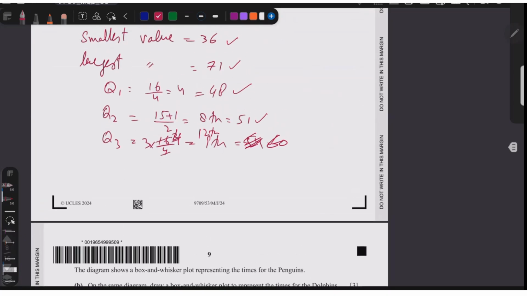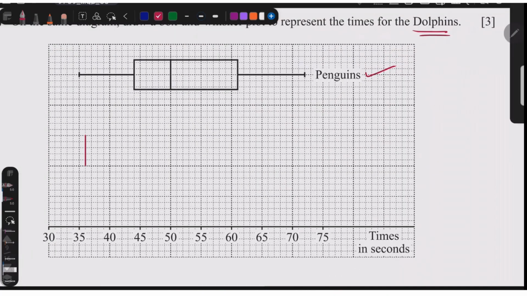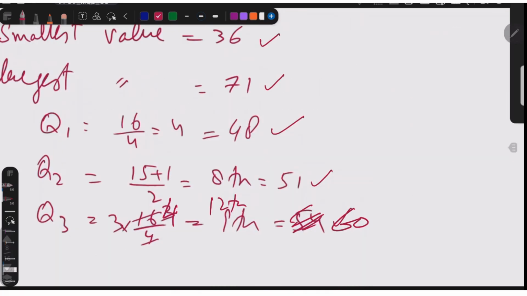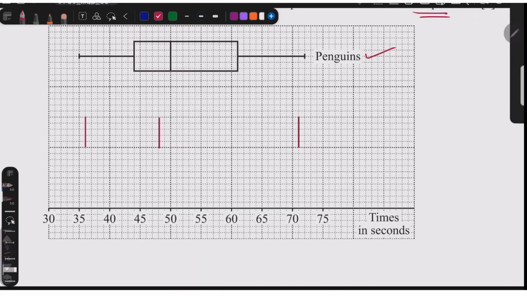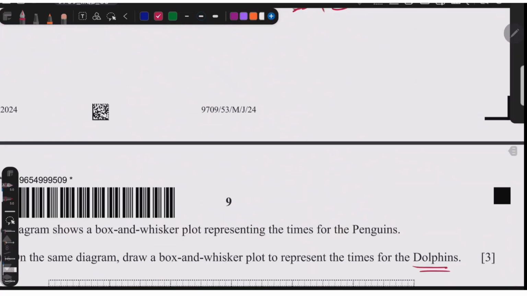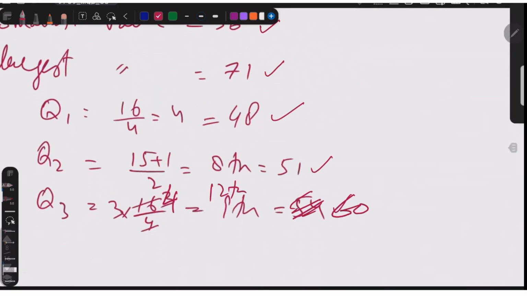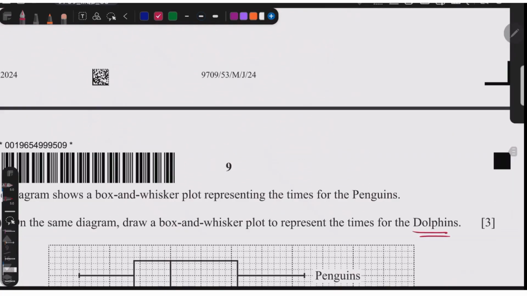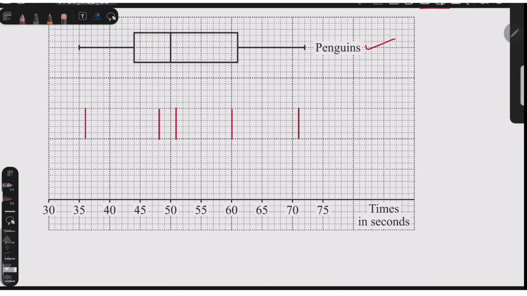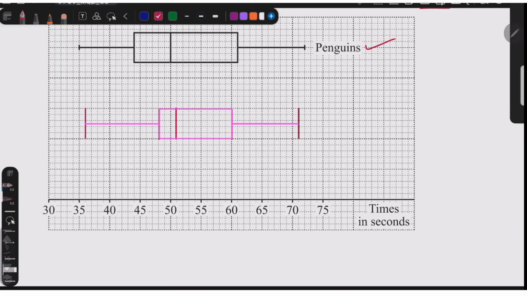Our smallest value is 36 and the largest value we had is 71. Then the lower quartile, which is 48. Median is 51 and the upper quartile is equal to 60. This is the box and whisker plot for dolphins.